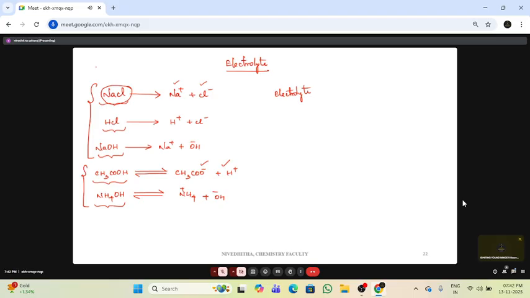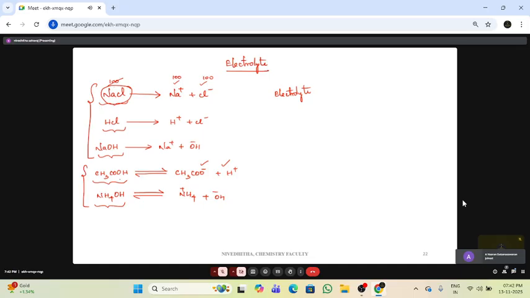As far as sodium chloride is concerned, if you dissolve 100 molecules of sodium chloride, all the 100 molecules will get dissociated into Na+ and Cl- ions. So how many Na+ and how many Cl- will we obtain? 100 each. So here 100 molecules of NaCl were completely dissociated into Na+ and Cl-.